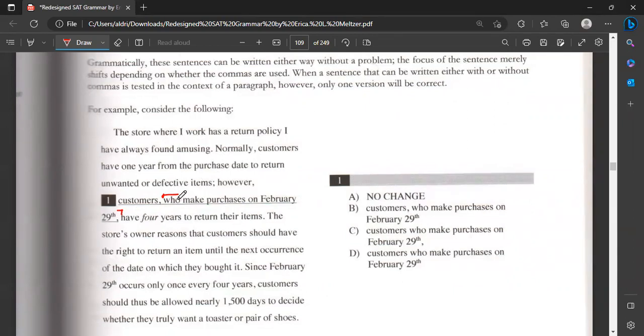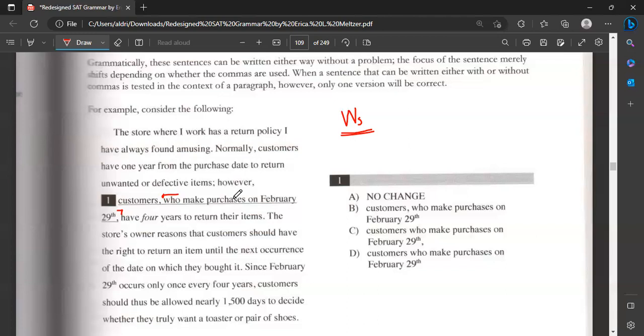Remember again, non-essential clauses are usually set off by these W words: which, whose, where. Those words usually indicate the beginning of a non-essential clause. So if we made customers a non-essential clause, that wouldn't make sense. But what if we made who make purchases on February 29th non-essential?